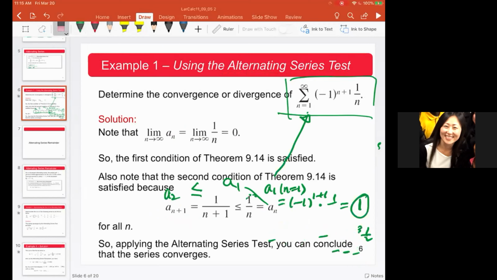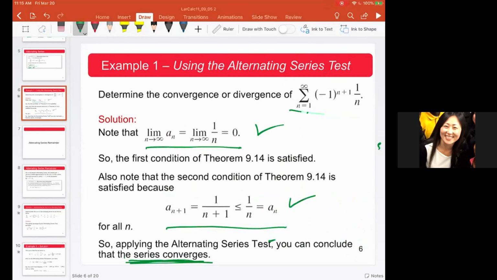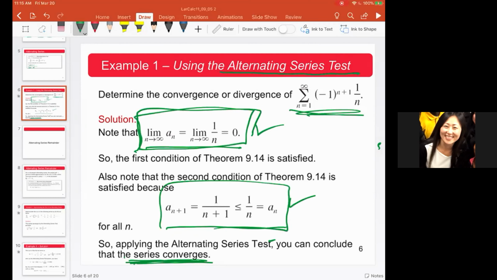All right, let's look at this. So what can you say now? Since the two conditions are met, this condition is met and this condition is met, so what can I say? I can say that this series converges. So that's another way to figure out whether the series converges or not. So we just learned another way, the alternating series test. If the series meets the first condition and the second condition, then you can say that the series converges.